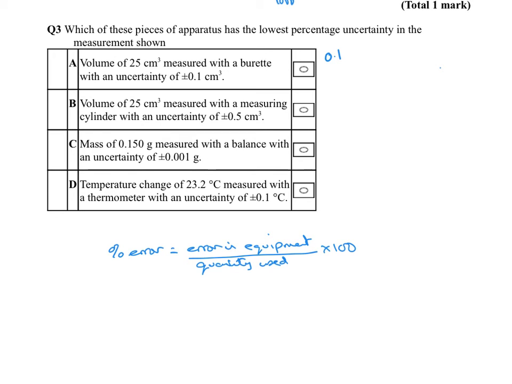So the first one, the uncertainty is 0.1. The volume or the quantity measured is 25. So that gives us 0.4. If we do the same for the others, we end up with 2.00, 0.67 and 0.43. So the one that has the lowest is going to be A.